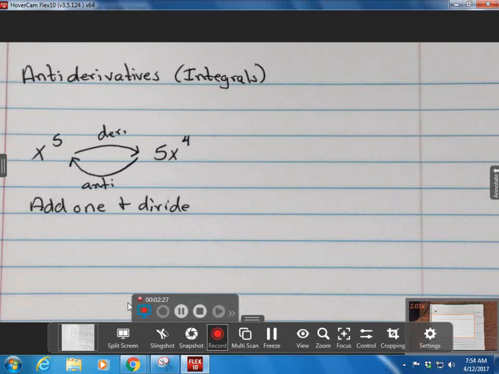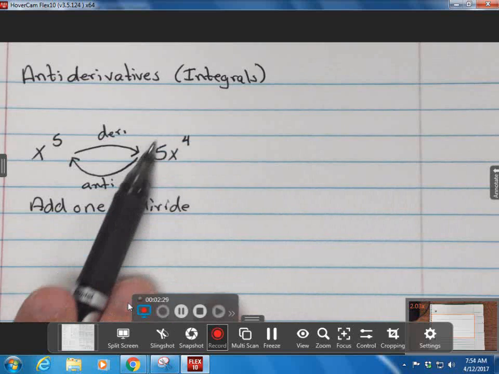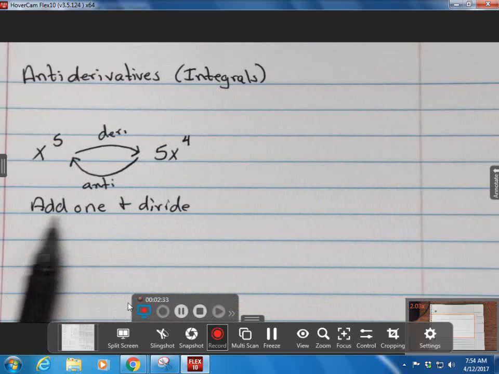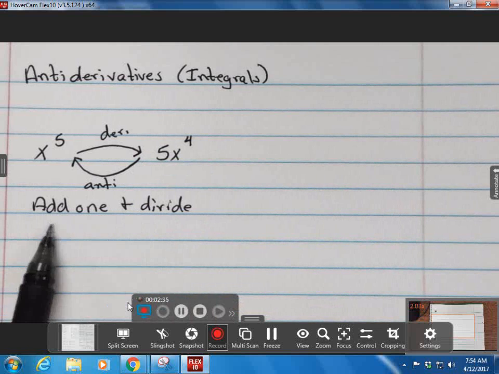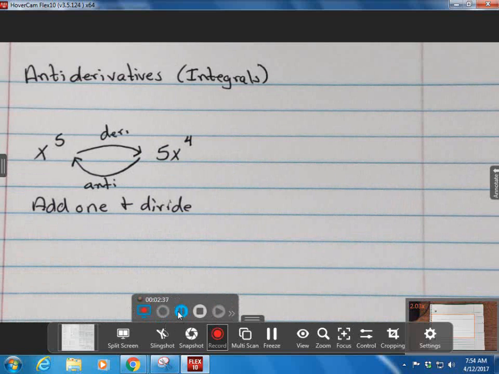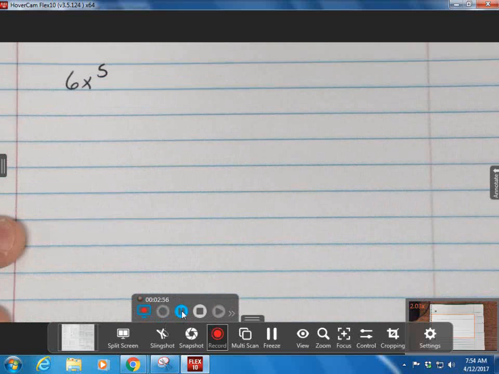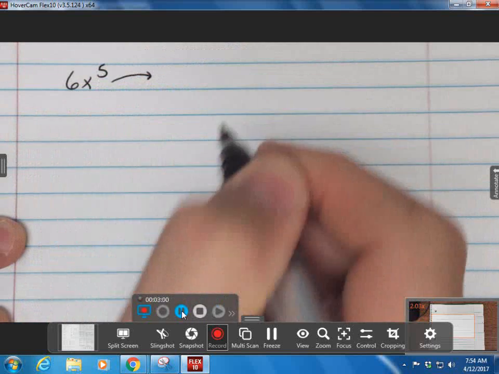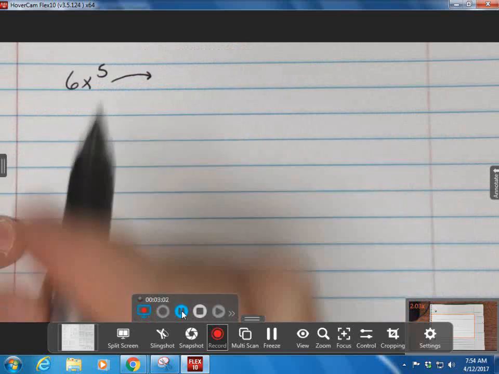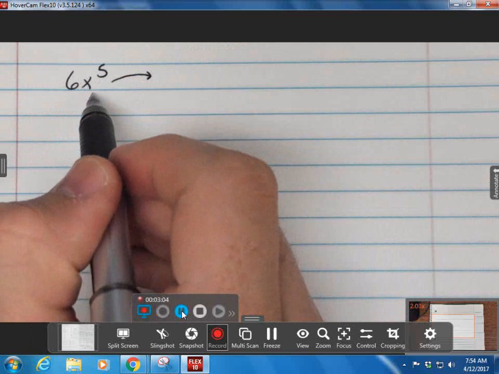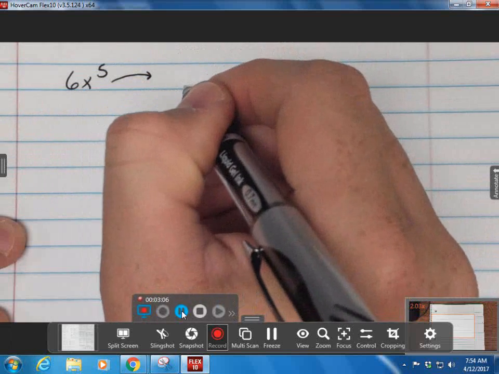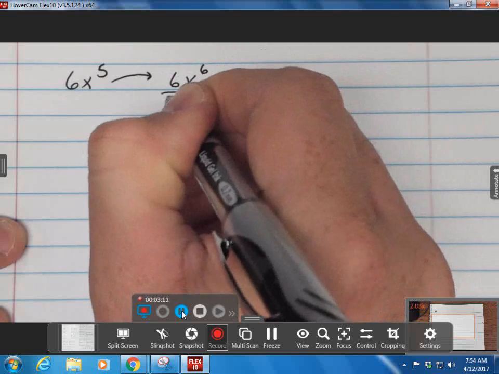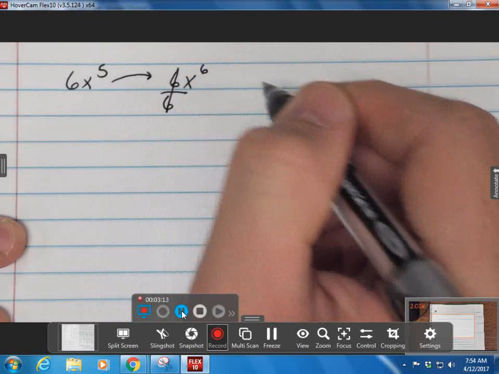We're going to be given some general functions, and like I said, most of them are going to be power rules. And this is going to be our rule for our power rules. Add one and divide by the new power. The function is 6x to the fifth power. It's going to say find the antiderivative of that. Add one to the power, divide by the new power. So add one to the power, you're going to get x to the sixth. Divide by the new power, which is 6. 6 divided by 6 cancels.